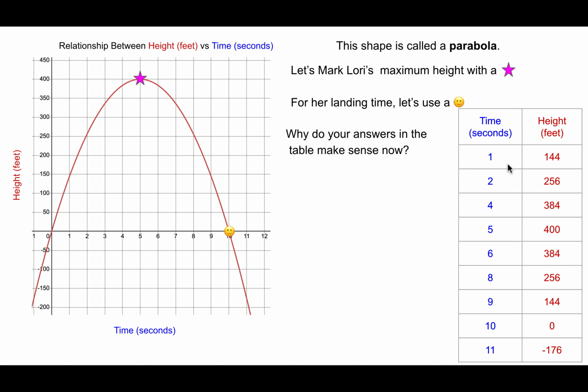Okay, so why do your answers in the table make sense now? Oh, I can see like for 1 second and 9 seconds, it's the same because they're going up and they're going down. Interesting. And the negative, because it would be down here, she already landed. So that's why the answer makes sense for 11 seconds, right? She already landed, so she's not going to go below the earth.